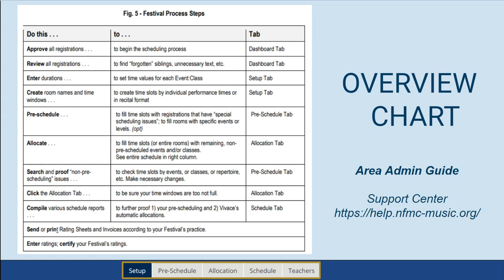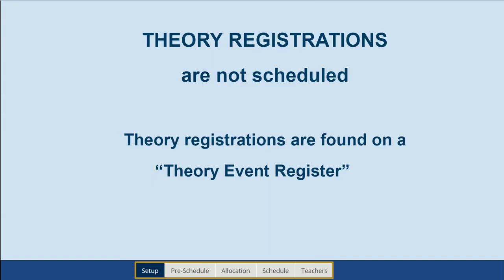In the Area Admin Guide, you will find the Festival Process Steps chart. This overview chart can provide a quick refresher each year.